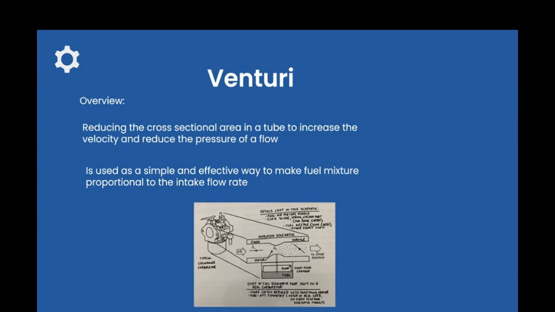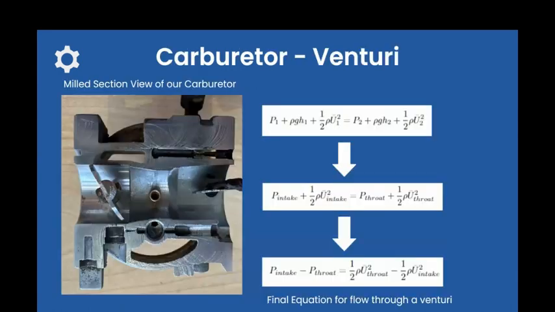Due to the extremely low viscosity of air, the Reynolds number is high, so viscous effects are also ignored. This allows us to use the Bernoulli equation. This is the Bernoulli equation. Given that our system is horizontal, the gravity terms are equal and cancel out. Setting all terms denoted with a 1 to be the intake and terms with a 2 as the throat, we can rewrite this equation as shown in the second block.